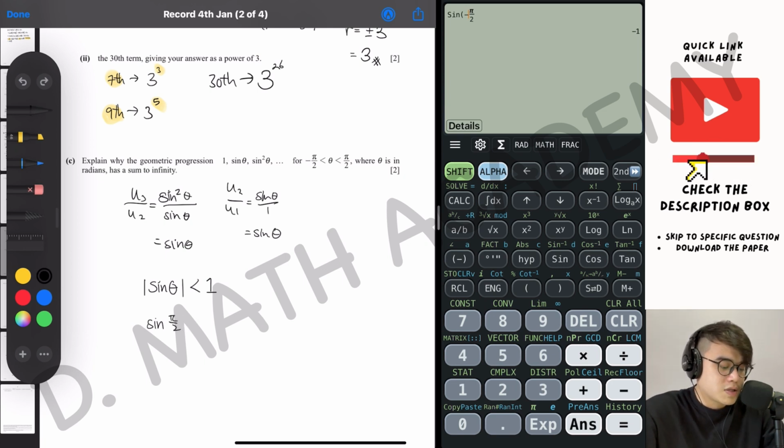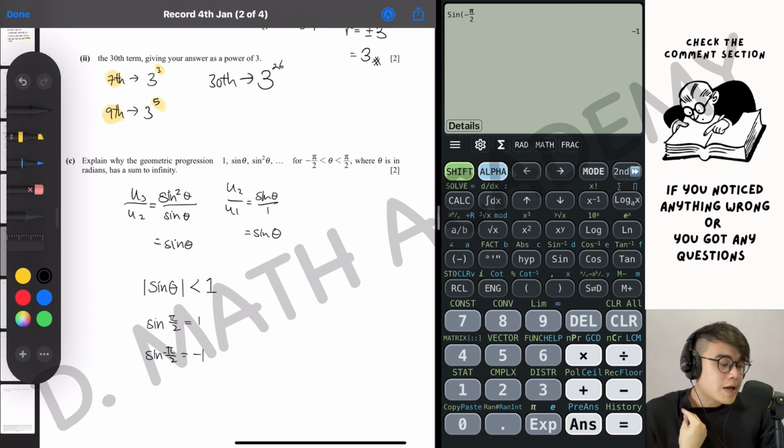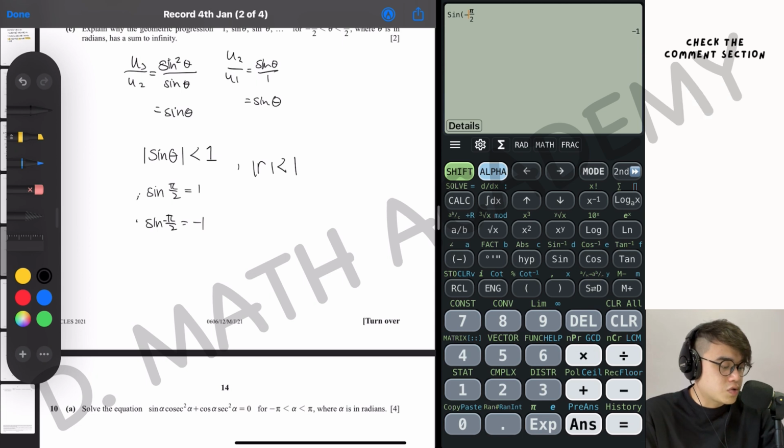When I put in sine negative, I get negative 1, which modulus of it will still be lesser than 1. Okay, that's how I'm going to write it, where my R will always be 1. It's just these two points here should be valid enough, with this calculation attached. So I won't be erasing this 2 here, I'll just keep it there.